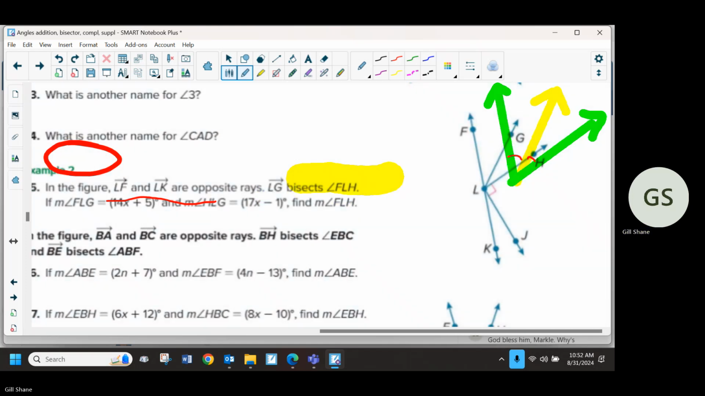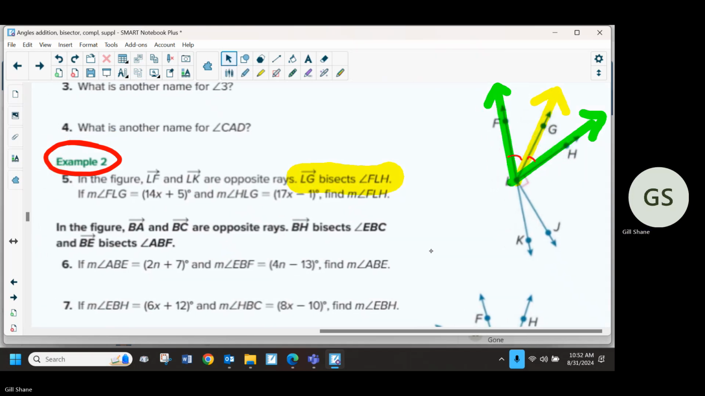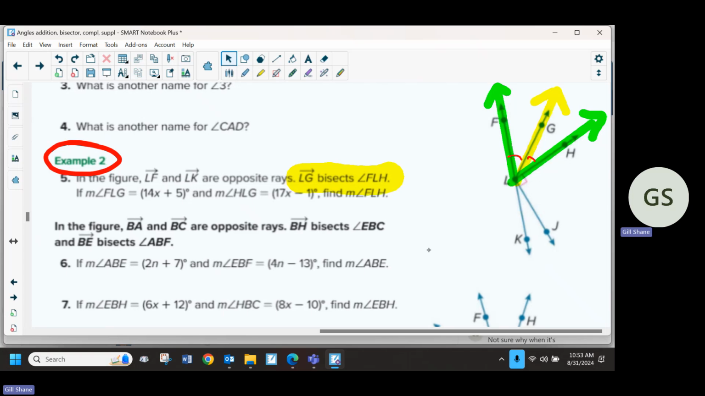It's hard to write. Why is it doing this? Not sure why when it's on pen mode, it's not writing.